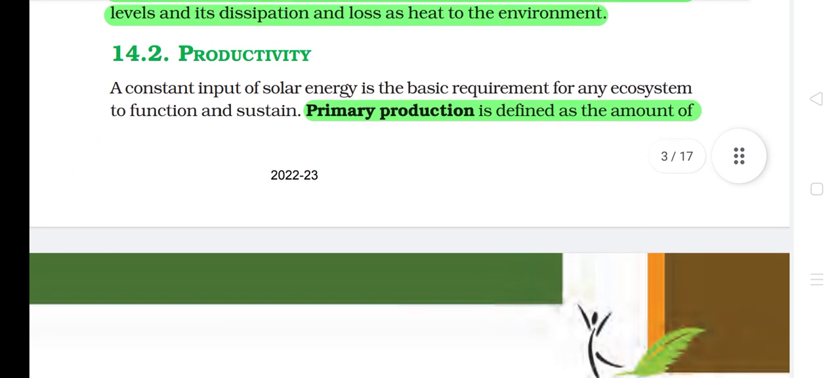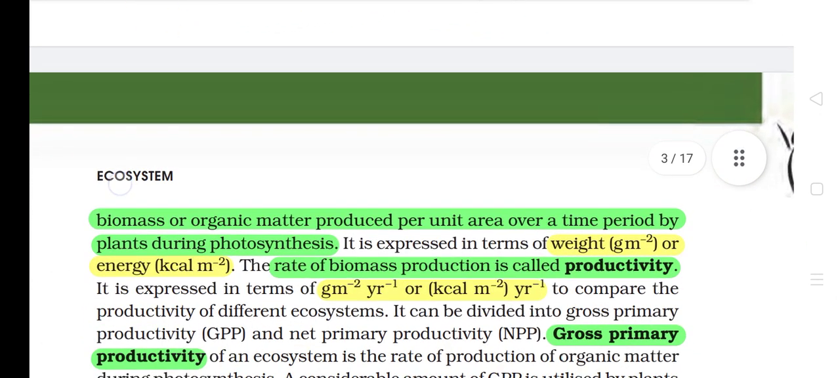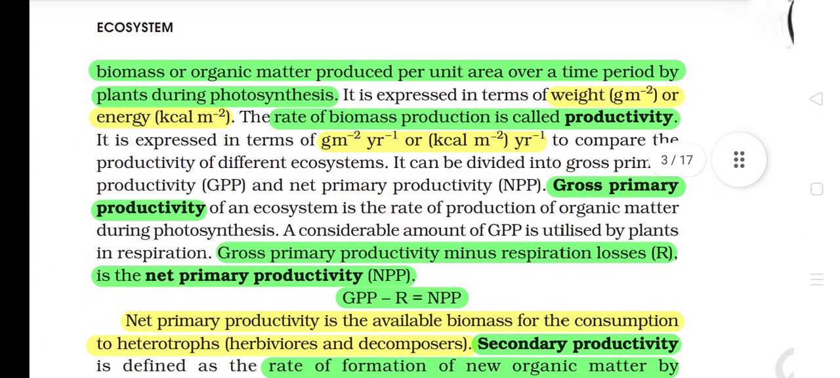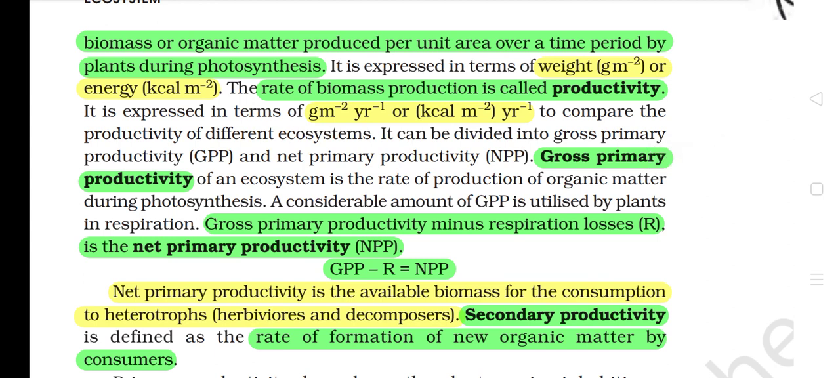14.2 Productivity. A constant input of solar energy is the basic requirement of any ecosystem to function and sustain. Primary production is defined as the amount of biomass or organic matter produced per unit area over a time period by plants during photosynthesis. It is expressed in terms of weight (g m⁻²) or energy (kcal m⁻²). The rate of biomass production is called productivity.